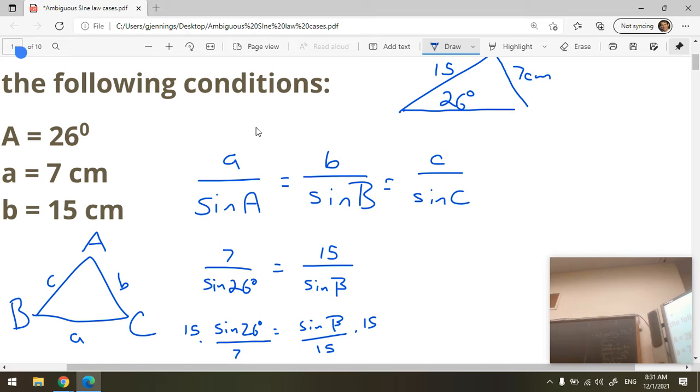So the thing that I will punch on my calculator there will be 15 times sine 26 over 7. And then I get 55.7 when I do that. I want then the inverse sine of 55.7. So I'm going to go shift inverse, and then I just push shift inverse of 55.7. This calculator wants me to do it this way.